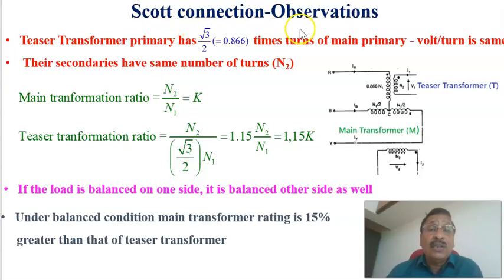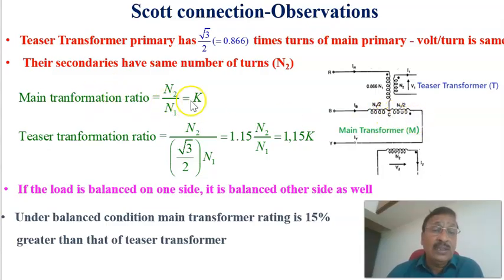Now let us see a few observations of the Scott connection. One is that the teaser transformer has root 3 by 2, or 0.866, times the turns of the primary winding. The volts per turn is the same, but it has this many turns compared to the main winding. The secondaries have equal numbers of turns, N2, but the turns here are 0.866 times the turns of the primary, and this is the middle point.